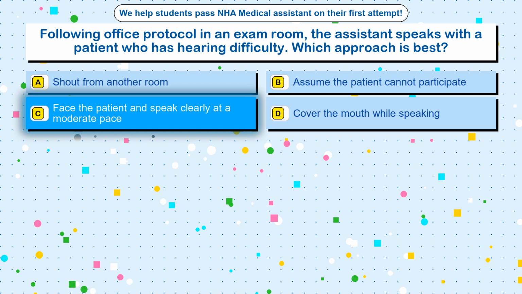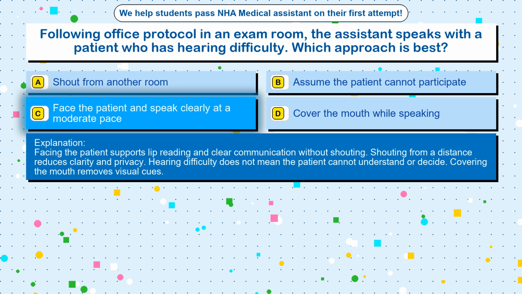The correct answer is option C, face the patient and speak clearly at a moderate pace. Facing the patient supports lip reading and clear communication without shouting. Shouting from a distance reduces clarity and privacy.